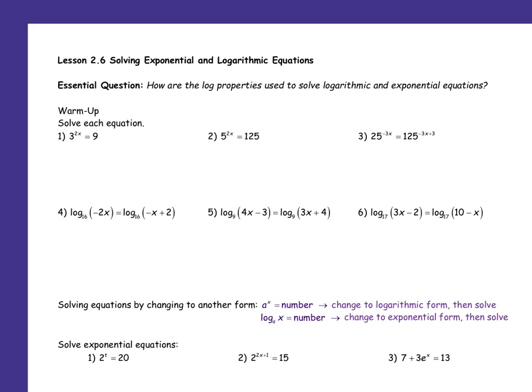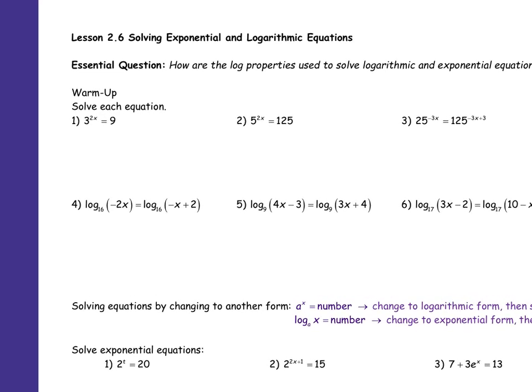So the first one, I can do it two ways. I can rewrite it as a logarithm, or I can just change the bases so they're the same. For these ones, I'm just going to change the bases so they're the same. So I can rewrite this problem as 3 to the 2x equals 3 squared. And if my bases are the same, in order for them to be equal, the exponents also have to be equal. So that means 2x has to equal 2, or x would have to equal 1. So my answer is 1.